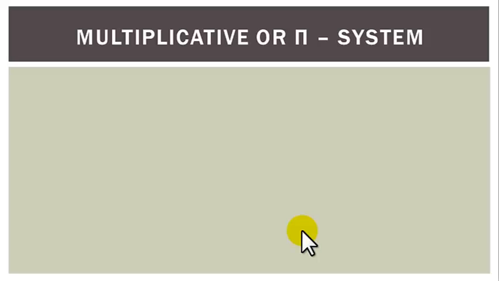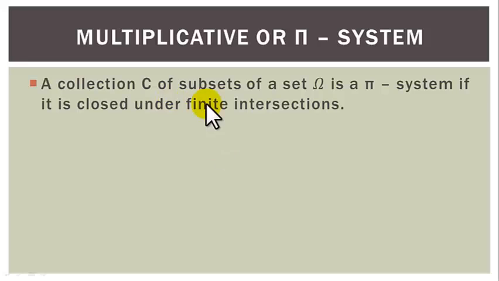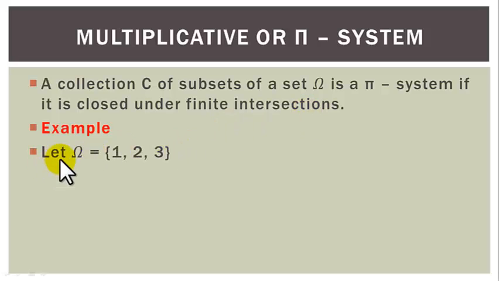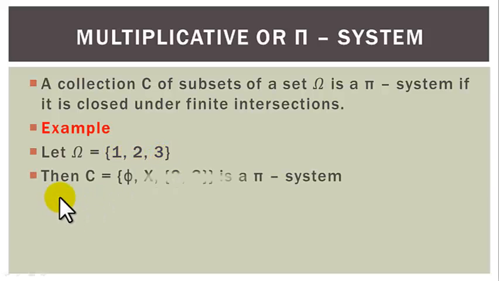Multiplicative or pi system. A collection C of subsets of a set omega is called a pi system or a multiplicative system if it is closed under finite intersections. For example, let omega be the set of elements 1, 2, and 3. And let us define C as the set containing phi, omega, and the set containing 2 and 3.